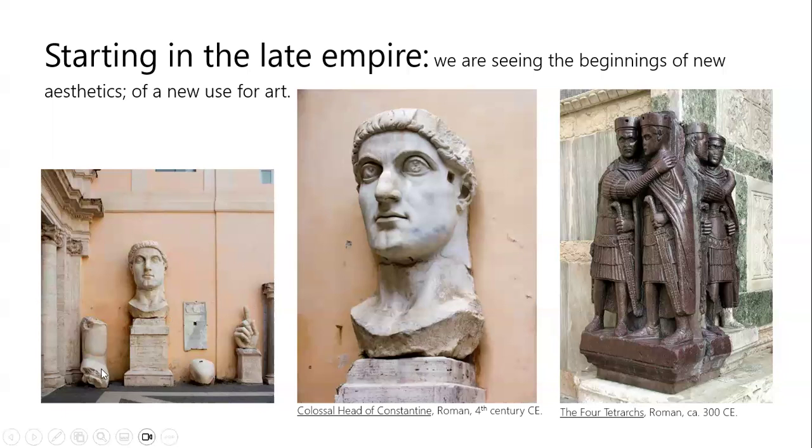So one of the things here, you can see that Constantine is in parts, and that's because lots of the original sculpture would have been made out of different materials, but only certain parts where we could actually see the skin were made out of marble.